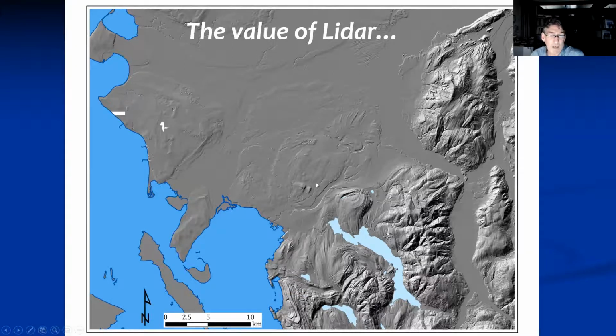So what's the value of LIDAR? This is a LIDAR hillshade of Western Whatcom County. The border is just up near the top of the screenshot. Let's zoom in on some of these scenes and see what this allows us to see in terms of the glacial geology, the stuff that I'm most interested in.